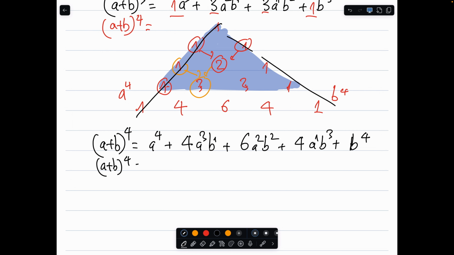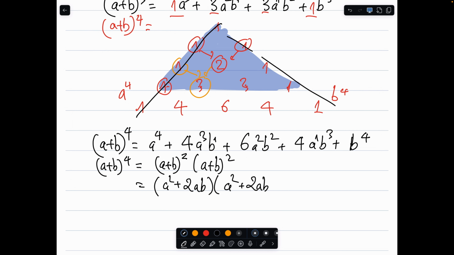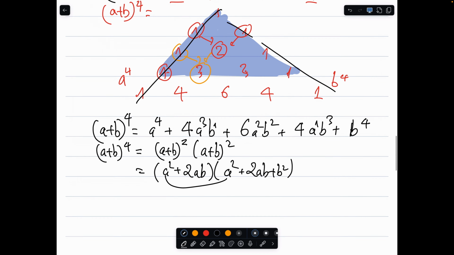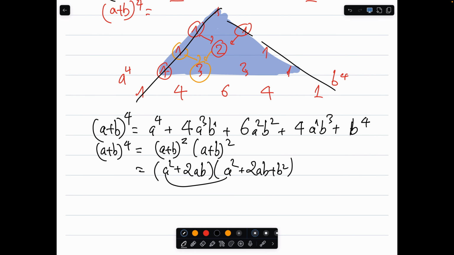A plus B power 4 is A plus B power 2 times A plus B power 2, and this we already know. And then you expand, and you see that is correct. Again, power 4, 3 and 1 is 4, 2 and 2 is power 4, 1 and 3 power 4 and 4, right? That's one thing.